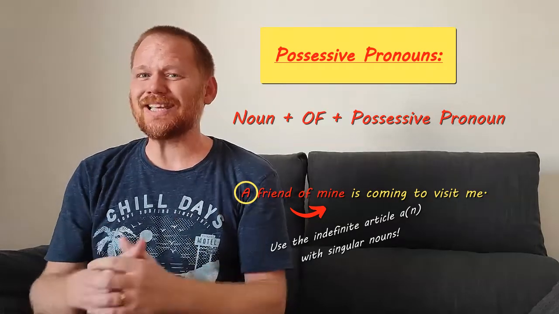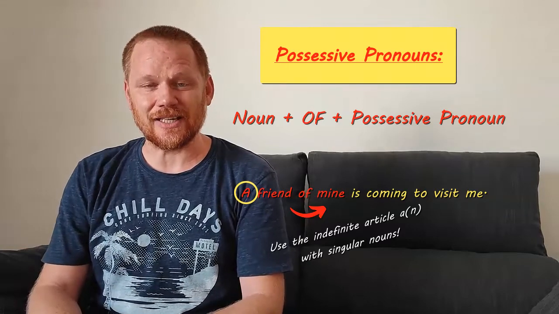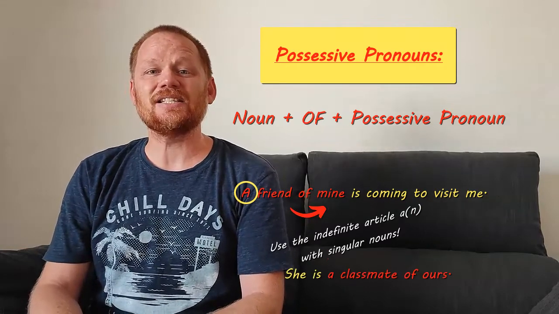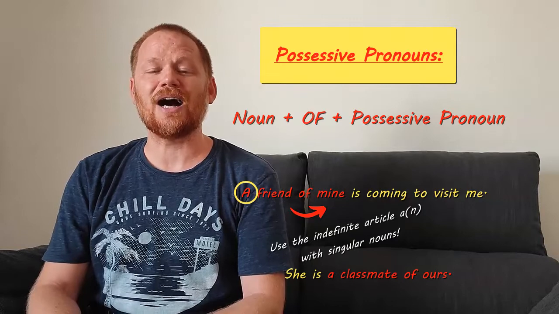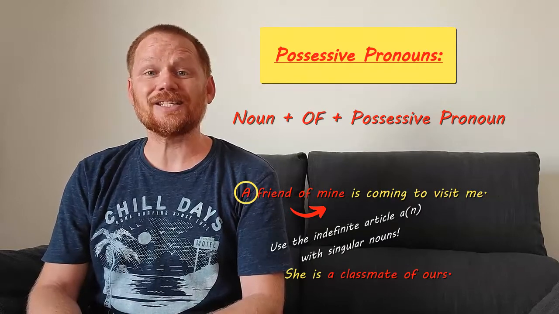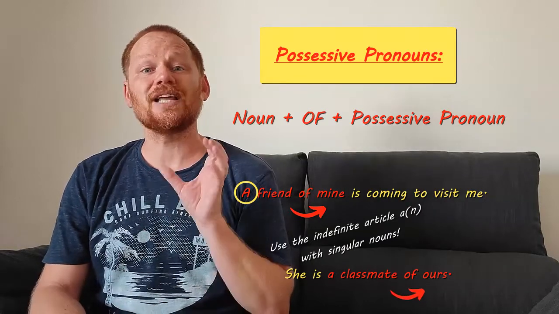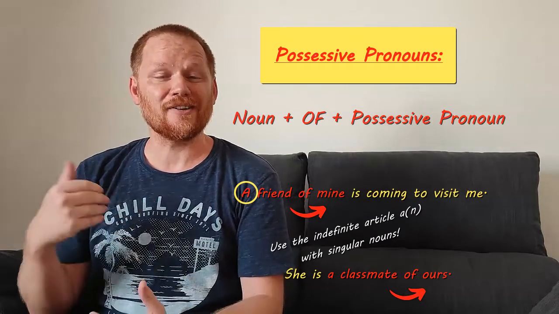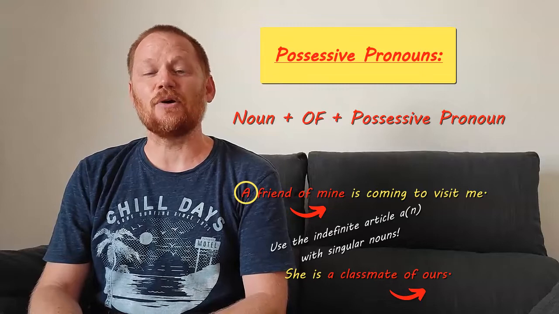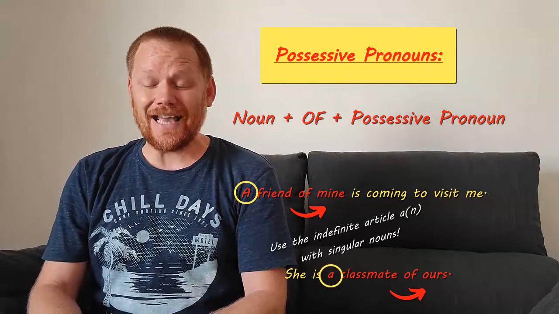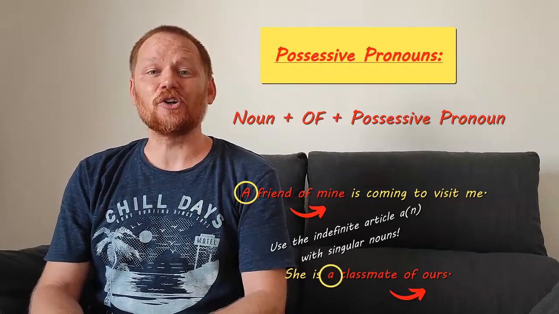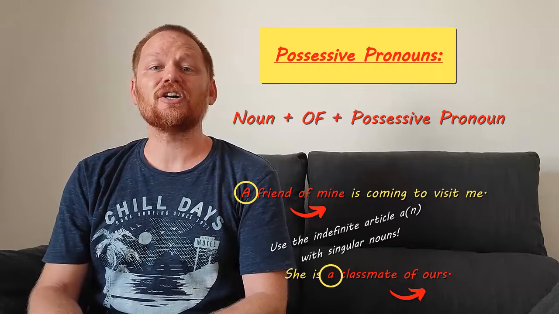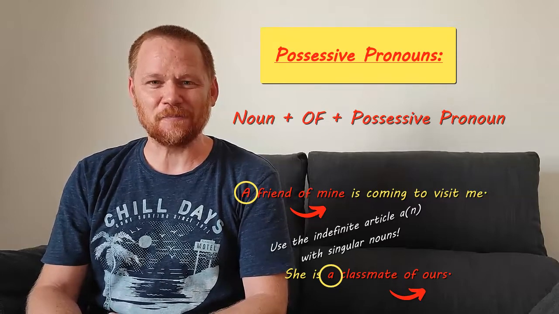Okay, now let's have a look at a second example. She is a classmate of ours. Again, we use the same construction. We use the noun classmate followed by the word of, and then we have the possessive pronoun ours. And again, we use the indefinite article a because we have a singular noun.